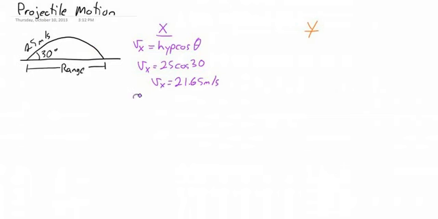Similar to before, our acceleration in the x direction will still be 0 because there are still no forces in the horizontal direction that are speeding it up or slowing it down. And then the range is what we're looking for, which is also horizontal.